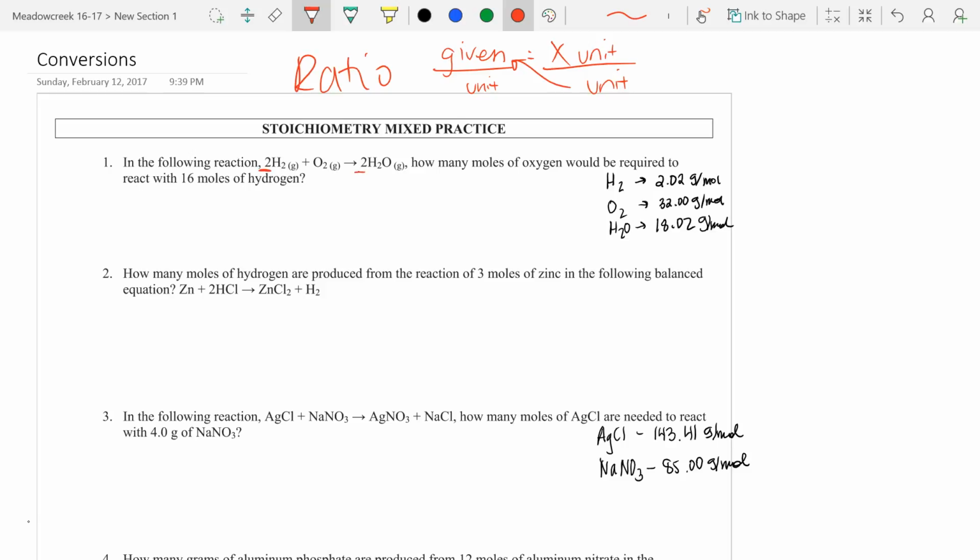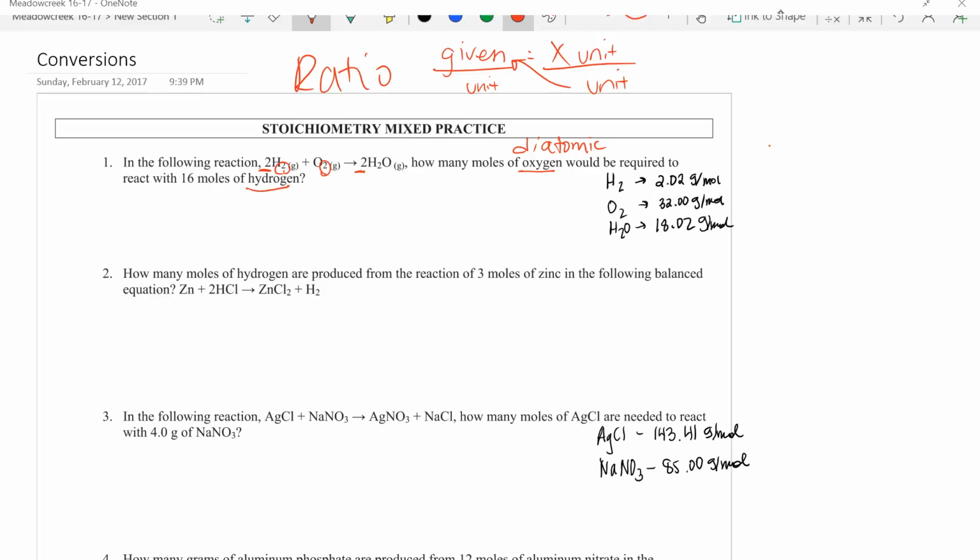Now, in problem number 1, it says in the following reaction, and we can tell that this is balanced. We already have some coefficients here. How many moles of oxygen would be required to react with 16 moles of hydrogen? Now, it's important to note that oxygen is by itself, and anytime oxygen gas is by itself, it's going to be diatomic. Okay, and we can see that here because there's a 2 subscript. And the same can be said for hydrogen.